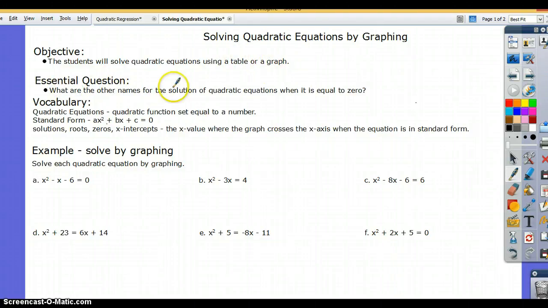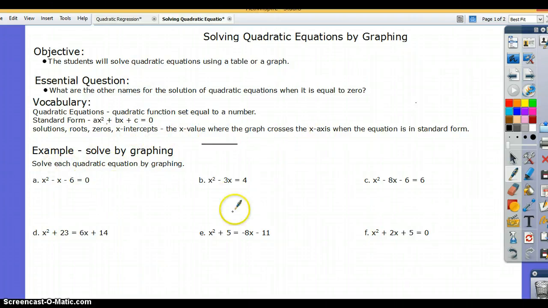What are the other names for the solution of quadratic equations when it is equal to 0? So we talk about quadratic equations as a quadratic function set equal to a number. If that quadratic equation is in standard form, however, then it's ax squared plus bx plus c equals 0. So if it's in standard form, it's equal to 0. That would be the number it's set equal to. And if it's in standard form, then solutions are also roots, zeros, and x-intercepts. Okay? So we're looking at where it crosses the x-axis.